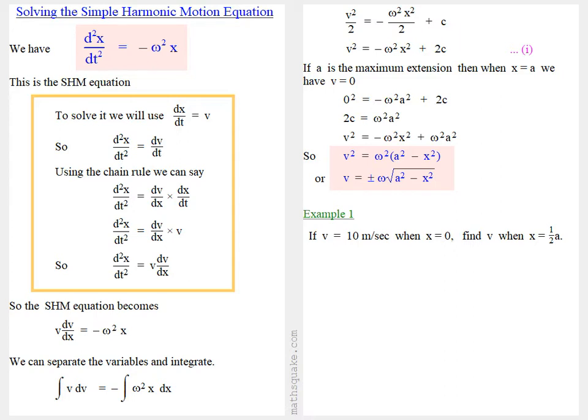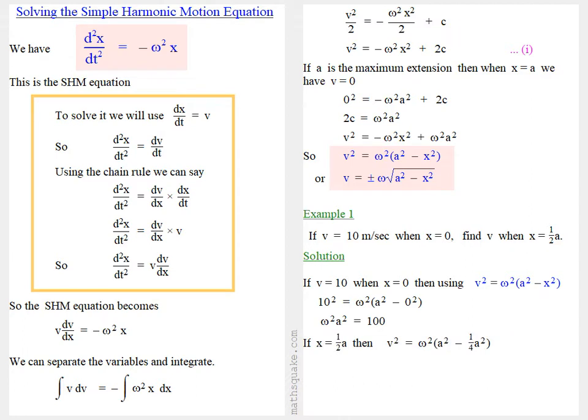Example 1. If v is equal to 10 meters per second when x is 0, find v when x is equal to half the amplitude. Well, to solve this, we've got v is equal to 10 when x equals 0. So v squared equals omega squared into a squared minus x squared. And this gives us 10 squared is equal to omega squared into a squared minus 0 squared, or omega squared a squared is equal to 100.